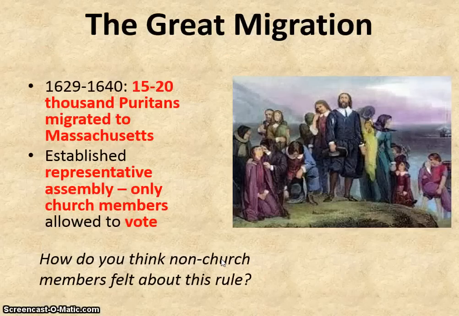This resulted in what's called the Great Migration. So from 1629 to 1640, anywhere from 15 to 20,000 Puritans migrated from England to Massachusetts, and there they established a representative assembly just like the House of Burgesses in Virginia, but only church members were allowed to vote, and there were non-church members in the Puritan colonies, in the Massachusetts colonies.